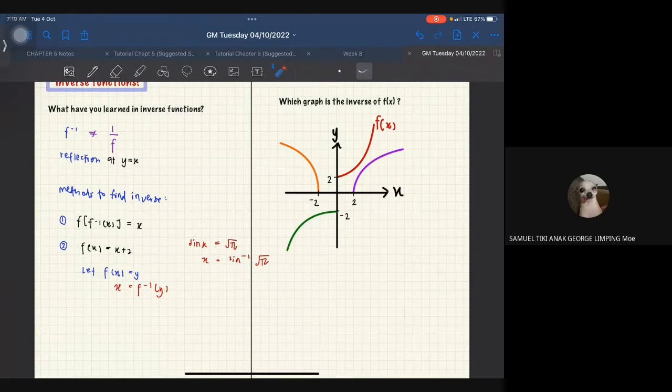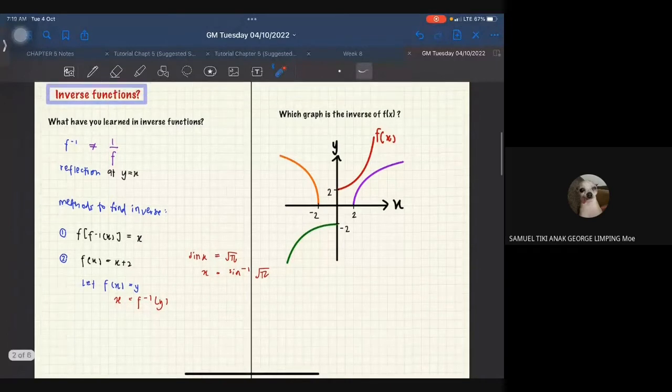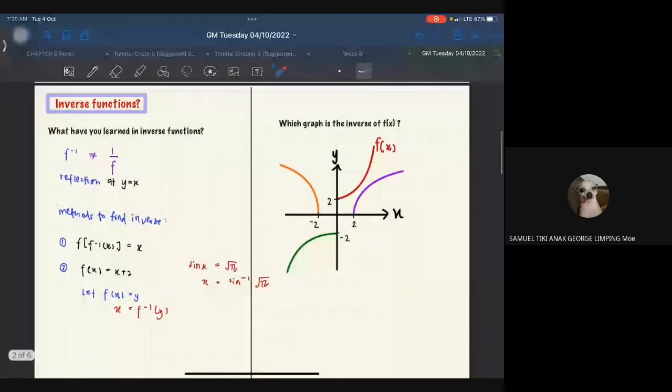Okay, and then you know that inverse function ni adalah reflection for the original function pada garisan y equals to x. Okay, and then methods to find the inverse ada dua. So yang pertama by using property or equation. Second by using substitution. Okay, so cuba tengok dekat soalan saya dekat sebelah kanan ni. Which graph is the inverse of f(x)? So saya ada f(x) yang warna merah ni. So antara yang orange, hijau dengan purple ni, mana satu adalah inverse untuk yang merah?